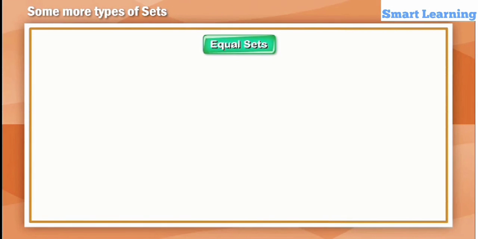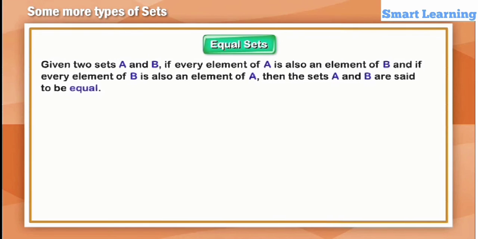What are equal sets? Given two sets A and B, if every element of A is also an element of B, and if every element of B is also an element of A, then the sets A and B are said to be equal. Clearly, the two sets have exactly the same elements.